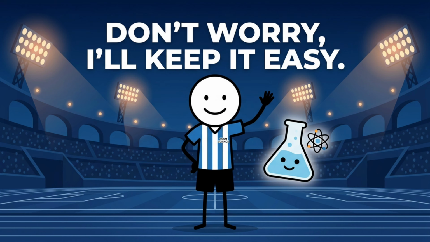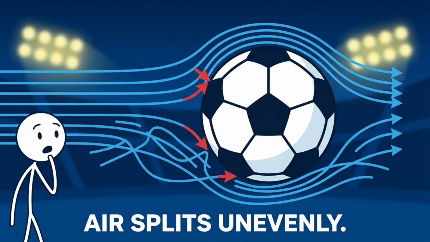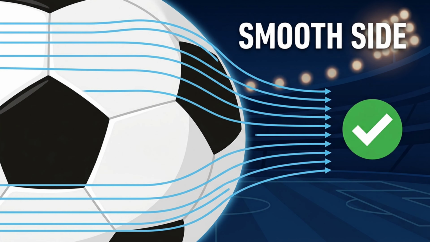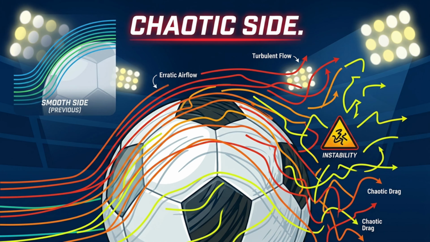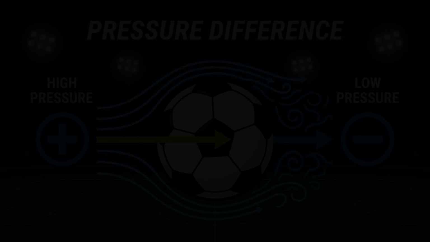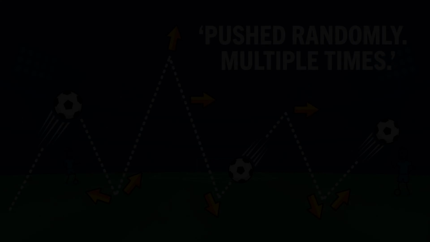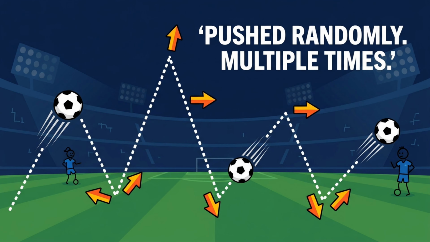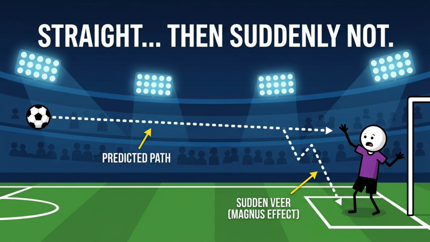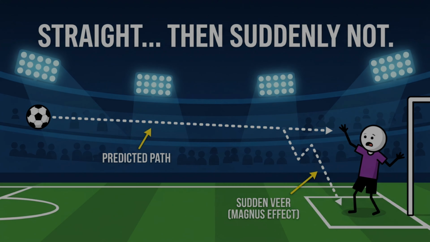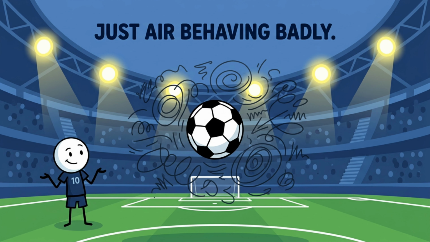Turbulence is the villain. Here's the science part, but don't worry, I'll keep it easy. As air flows around the ball, it separates unevenly on different sides. One side might have smooth airflow. The other side might have turbulent, chaotic airflow. That imbalance creates pressure differences, and pressure differences push the ball sideways, up, or down randomly, and sometimes more than once during the same shot. In practice, this means the ball can appear to be flying straight, then suddenly dip or veer at the last second. It's not magic, it's just air behaving badly.